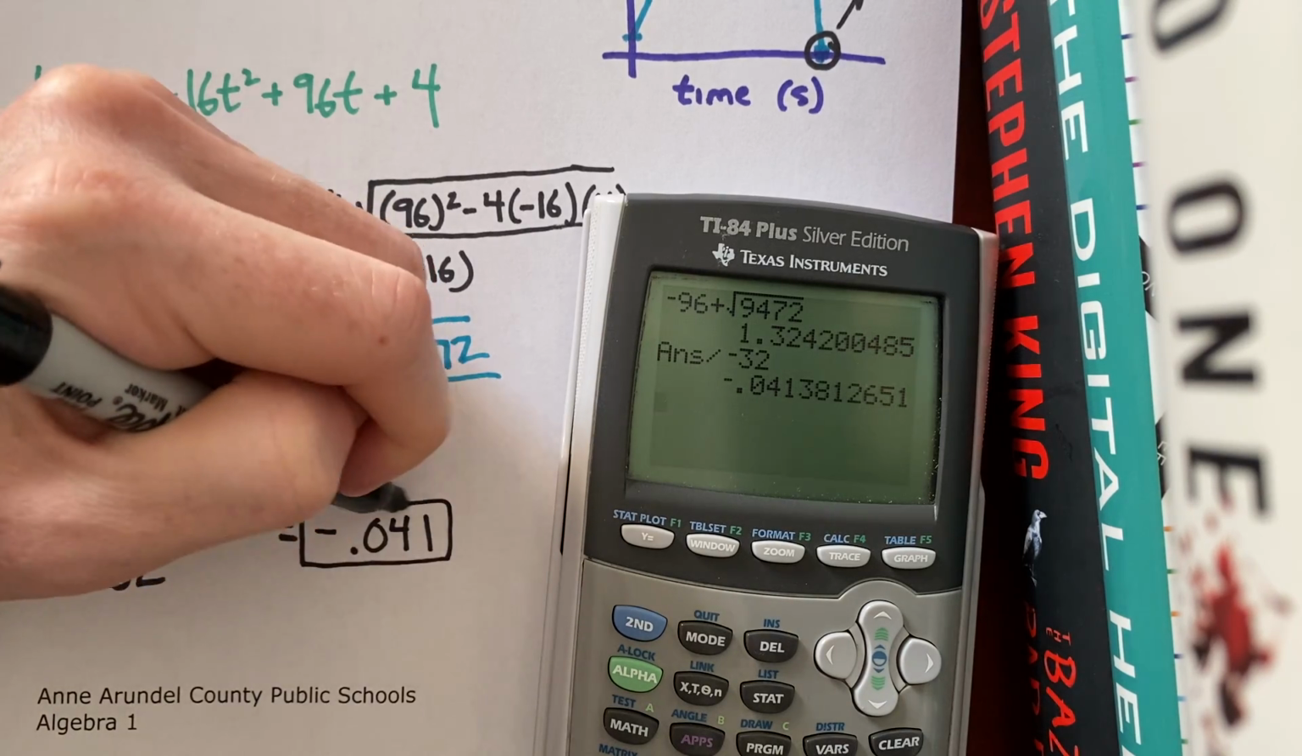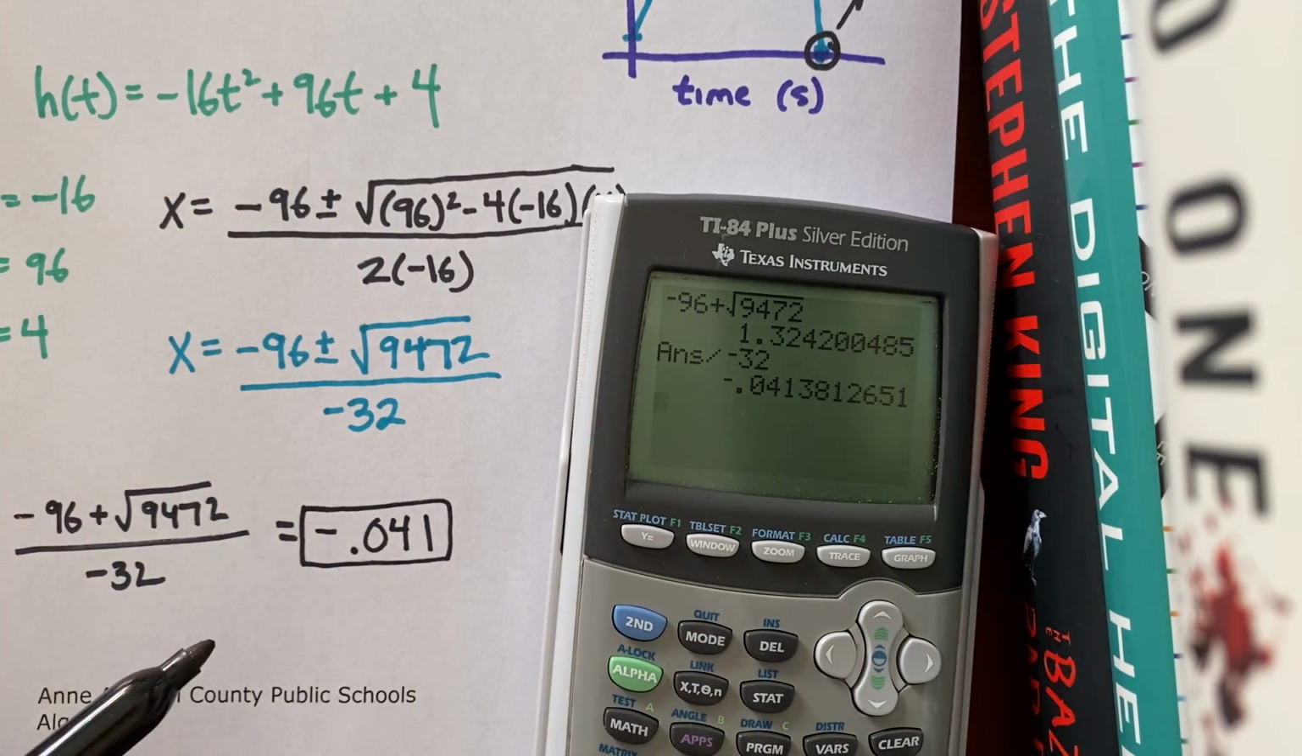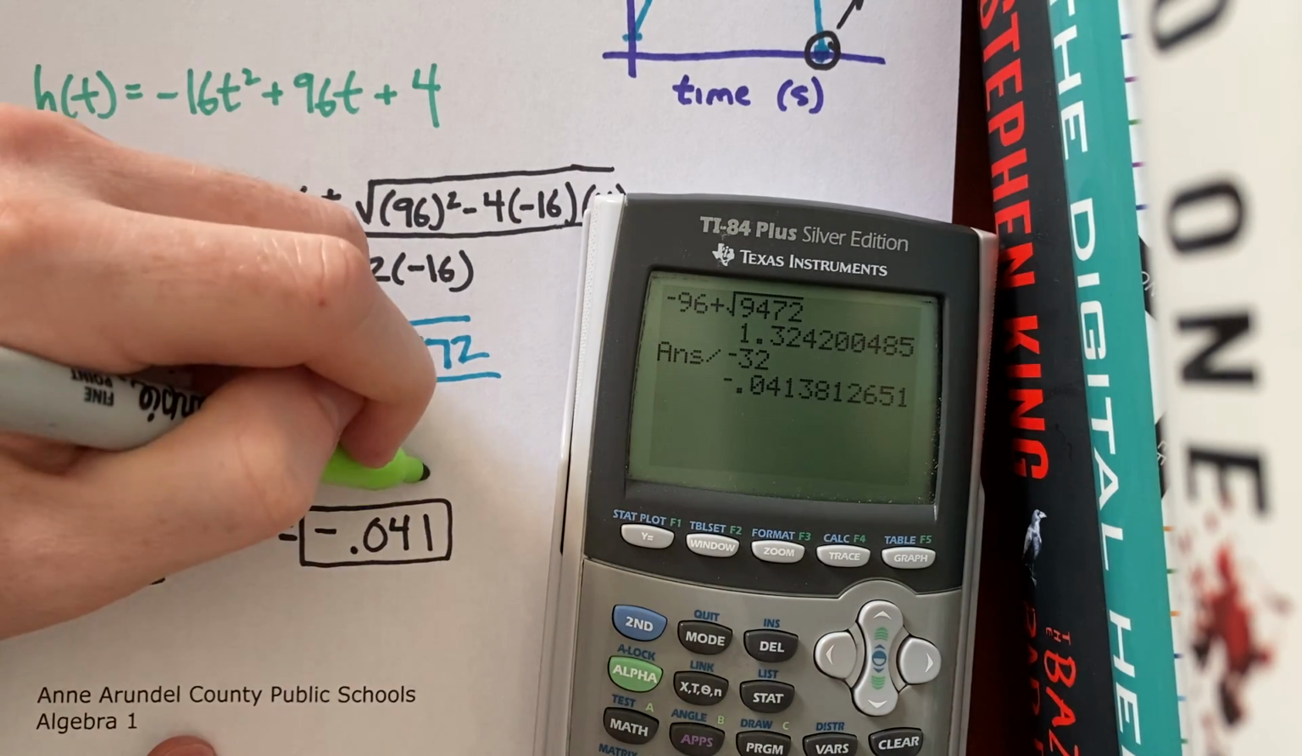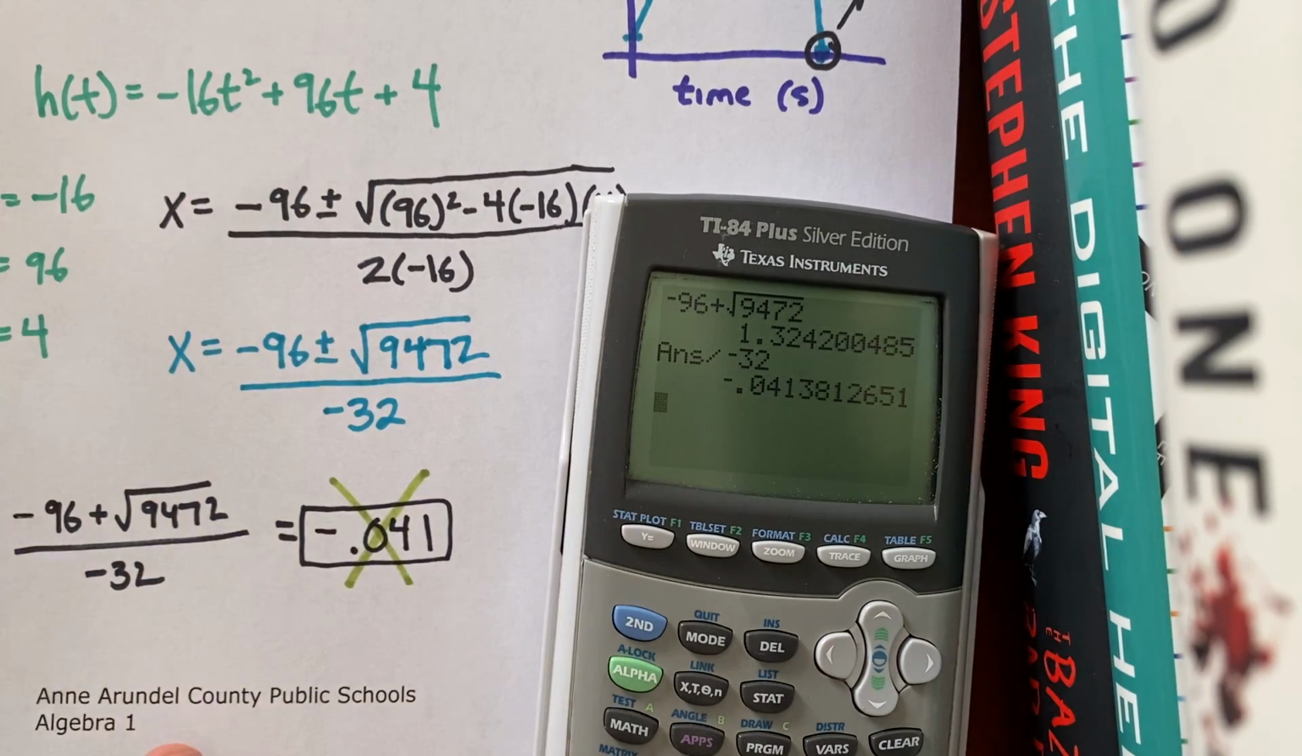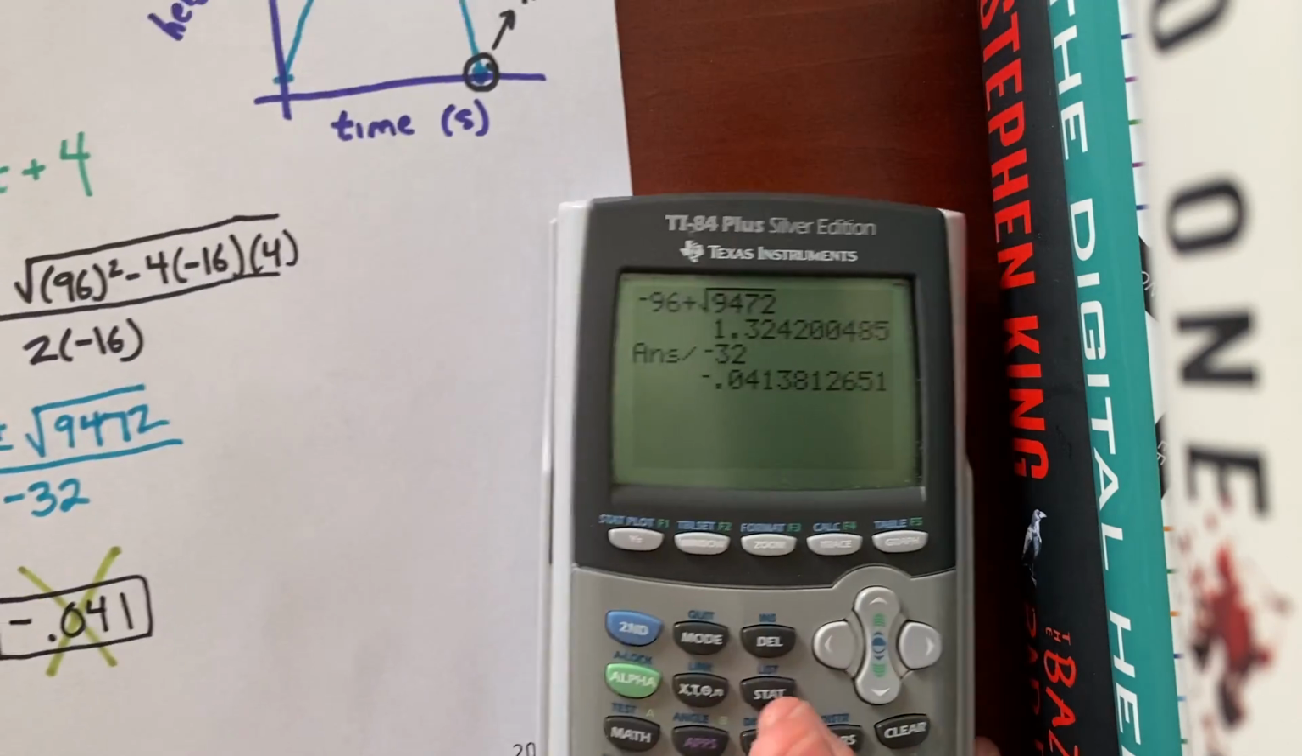So now let's look at this solution. Does that make sense? Can you launch a rocket and it lands negative 0.041 seconds later? No, it does not make any sense. That is called an extraneous solution. So it's a solution, but it's not a solution that actually makes sense. All right, so I'm guessing my other solution is going to be the correct answer.